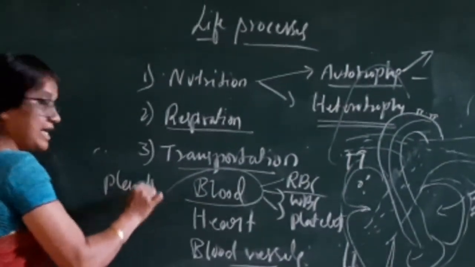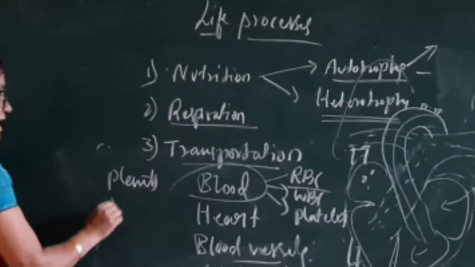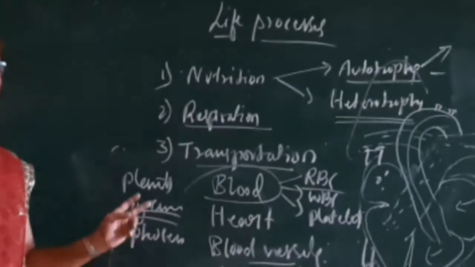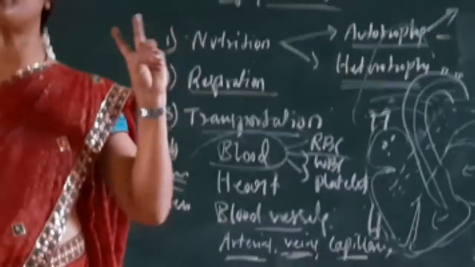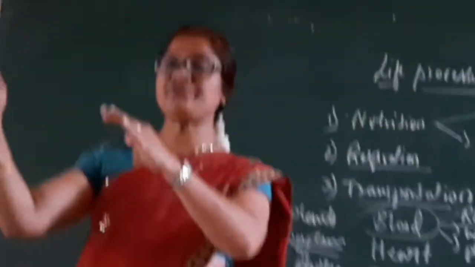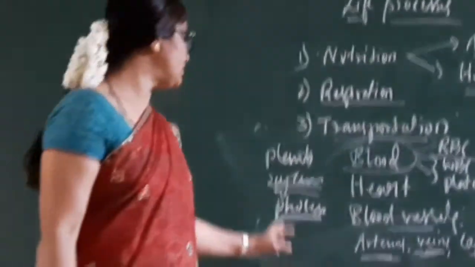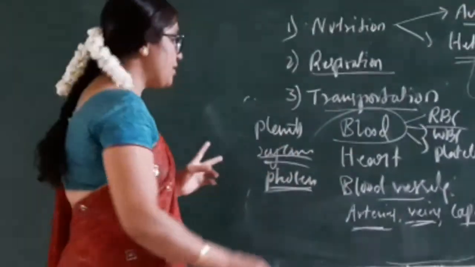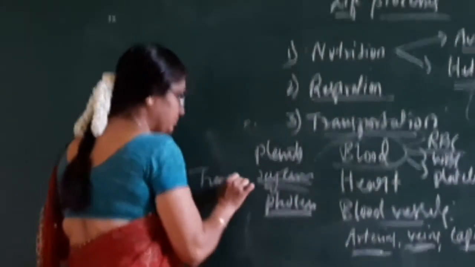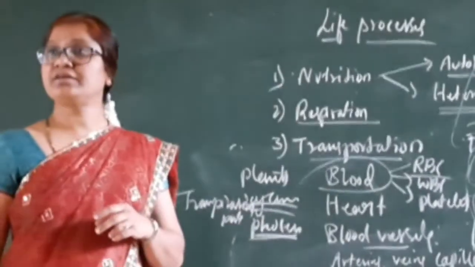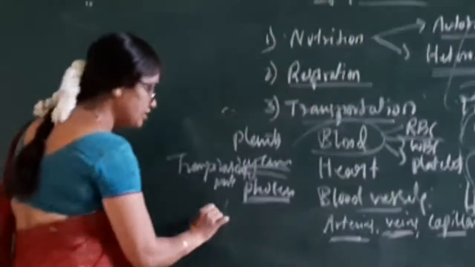And what about transportation in plants? In the plants, the transportation takes place by xylem and phloem. Xylem transports water from the root system to the different parts of the plant. Phloem carries food from the leaf to different parts of the plant. So xylem carries water, phloem carries food. How does the xylem carry the water? By transpiration pull. And how does the phloem carry the food? By translocation.